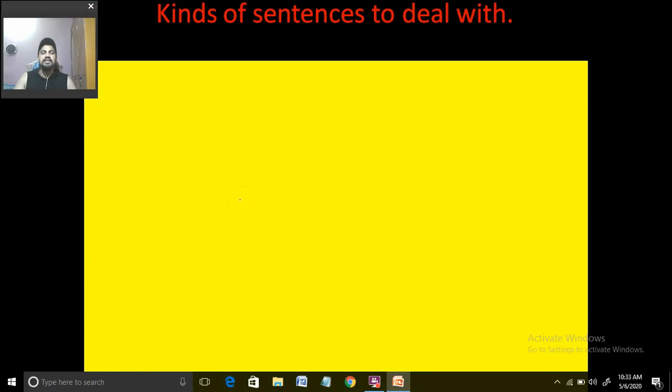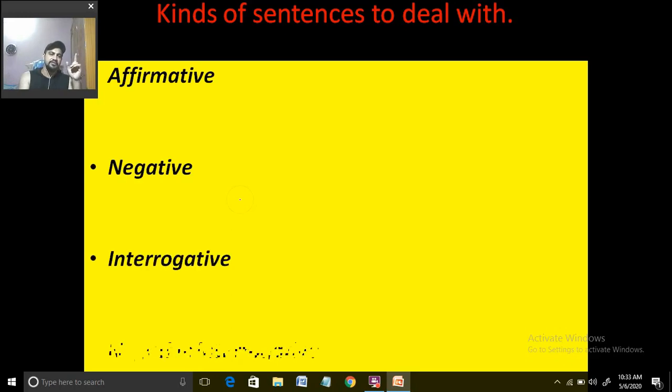Now the kinds of sentences to deal with. What are the different kinds of sentences we're going to deal with? We are going to deal with the four sorts of sentences that we dealt with in the present indefinite case. The first is affirmative, the second is negative, the third is interrogative, and the last one is negative interrogative.